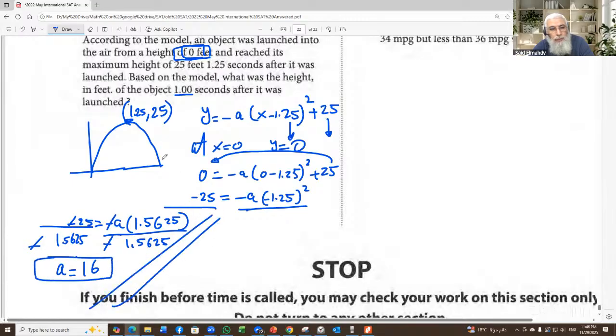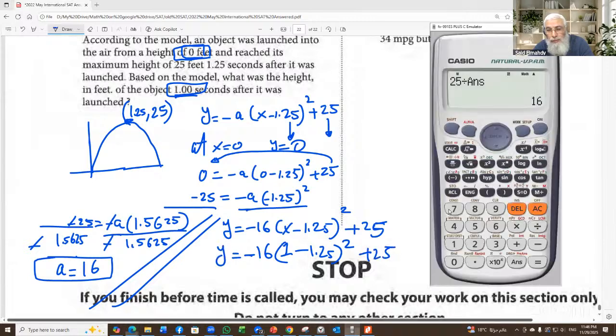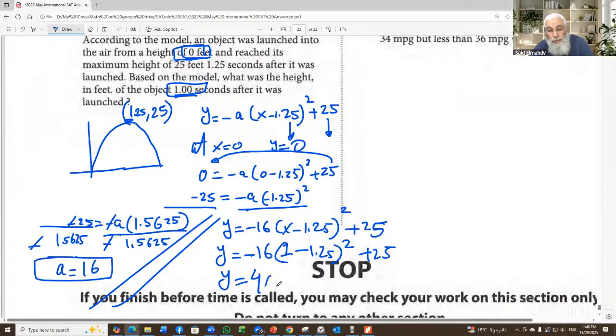Now the equation will be y equals negative 16 multiplied by x minus 1.25 squared plus 25. After 1 second, x is equal to 1, so minus 1.25 squared multiplied by negative 16 plus 25. Use the calculator for this: minus 16 multiplied by bracket 1 minus 1.25 close bracket power 2 plus 25. This is equal to 40. So y is equal to 40. The answer is 40.